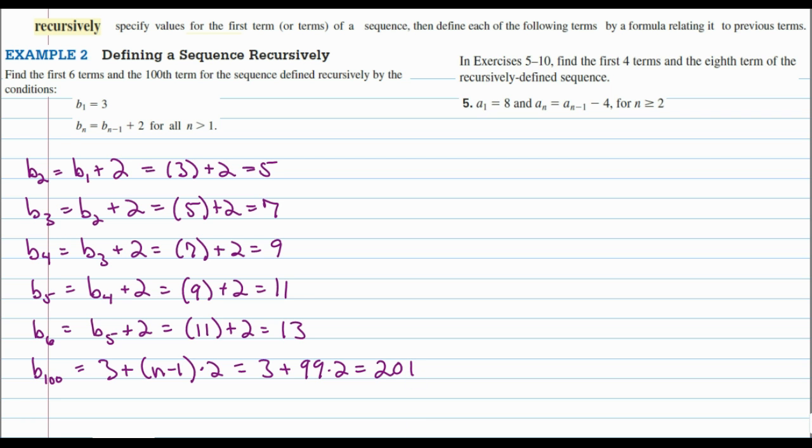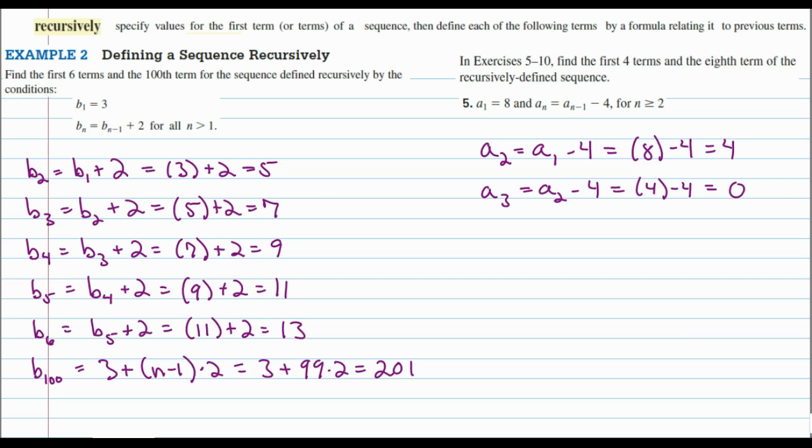Now try problem number 5 asks us to find the first 4 terms and the 8th term of the recursively defined sequence. a sub 1 is already defined to equal 8, so a sub 2 is going to be a sub 1 minus 4, which in this case will be 8 minus 4, which is 4. a sub 3 then will be a sub 2 minus 4, so in this case 4 minus 4, which is 0. And I can continue on actually finding the first 8 terms.